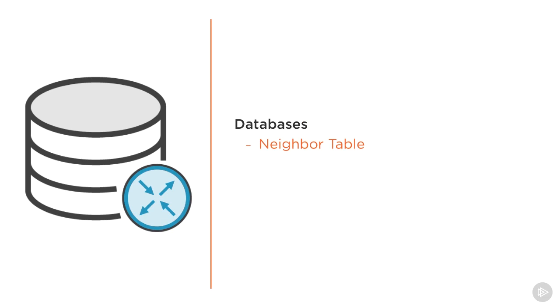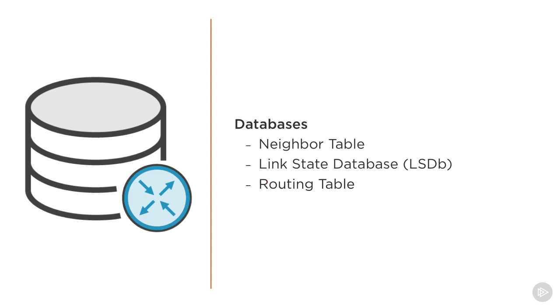One is our neighbor table. Neighbor table is built using the hello protocol and hello messages, and it's going to keep track of our OSPF neighbors. Next, we have our link state database. Link state database is built using database descriptor messages as well as LSAs. The link state database is going to contain a list of networks and the costs to those networks so that OSPF can then run the shortest path first algorithm, or Dijkstra's algorithm, to calculate the routing table. So we're keeping 3 different tables in OSPF: the neighbor table, the link state database, and the routing table.